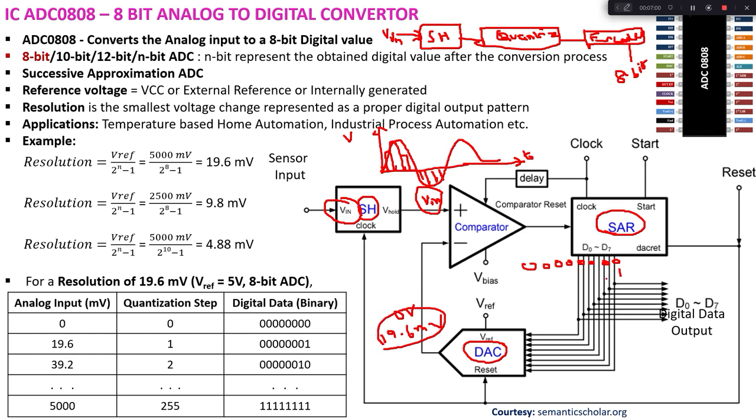So like this, one by one the digital data goes into this DAC and a voltage will be generated, and this voltage will be compared with the input voltage. Whenever there is a match, or a closest match, the corresponding bit pattern will be obtained and come as an output. So that is how this successive approximation ADC is going to work.